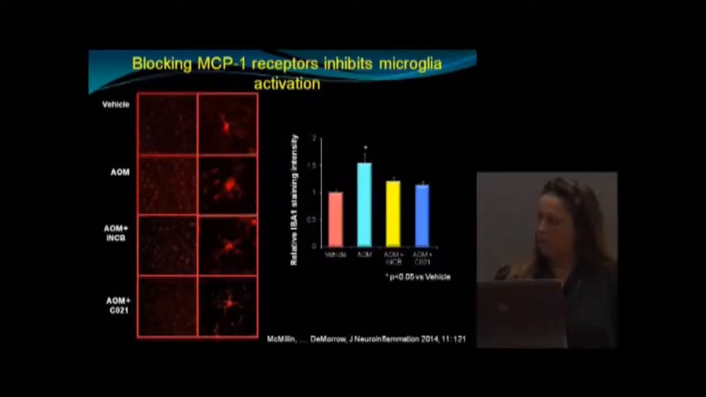And in addition, you can see that we have the ramified microglia here in our vehicle, and a more amoeboid shape of our microglia after injection. But with co-treatment with the CCR2 or CCR4 antagonist, they do go back to a more inactive state. And it also decreases in prevalence, and this is kind of indicated here as well.